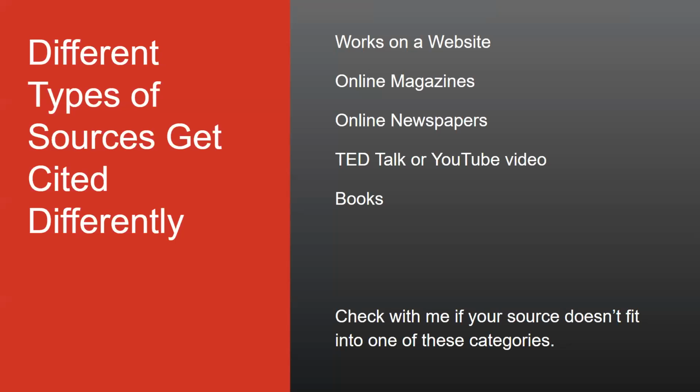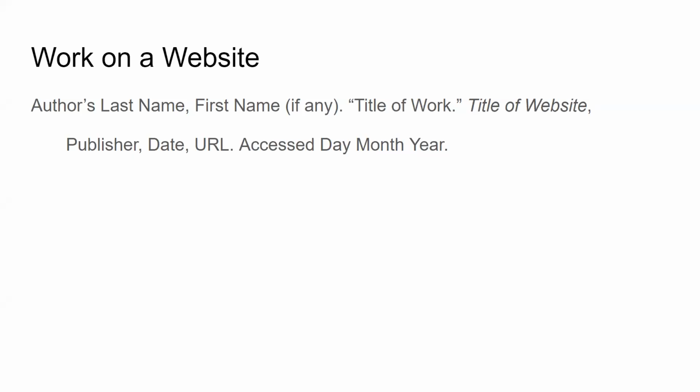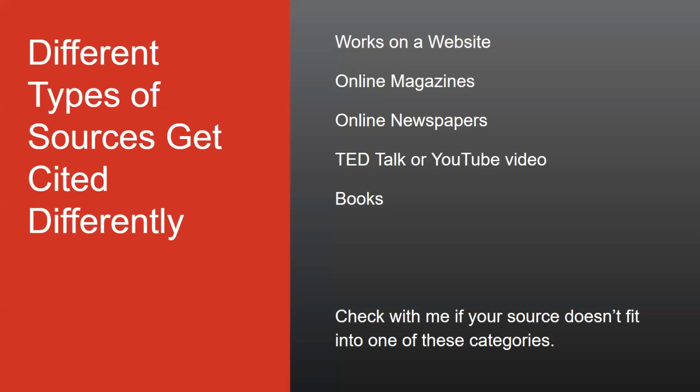Every type of source gets cited a little differently. In this essay that you're working on now, you're likely to have works on a website, online magazines and newspapers, TED Talks, YouTube videos. You might have a book. Check with me if your source doesn't fit into one of these categories. By the way, if you are accessing your sources through the library database, you can get the citation from the library database. Just make sure that you add hanging indentation and the date of access. It doesn't normally provide that.